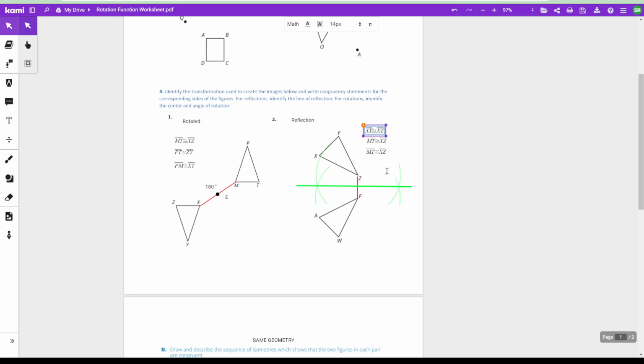And so clearly the side XY is the reflection of AW. And so we can say that those two sides are congruent. Right? But what about YZ? Well, you look at YZ and you look at the points, right? The reflection of Y is clearly W and the reflection of Z is clearly F. And so if those 2 points are reflections of each other, then the side between them should also be a reflection of the side between the corresponding points, right? So YZ is clearly a reflection of FW. So we can say that YZ is congruent to FW because they are reflections of each other.